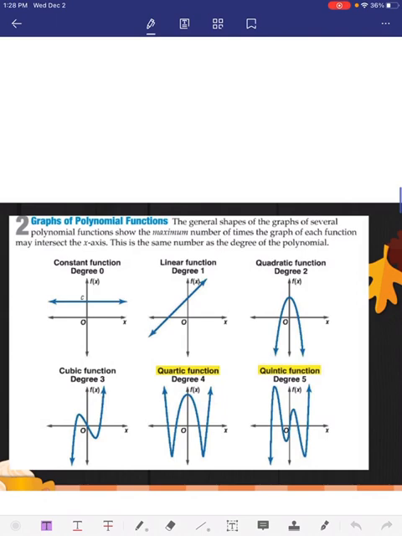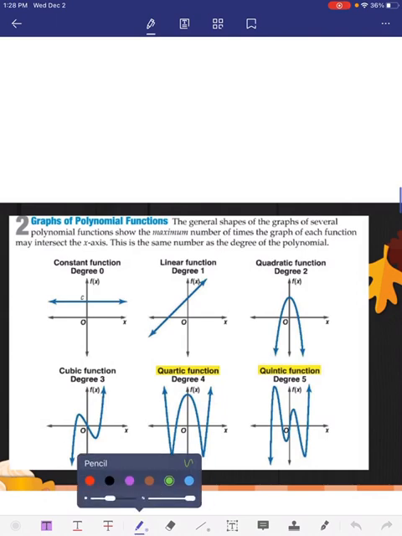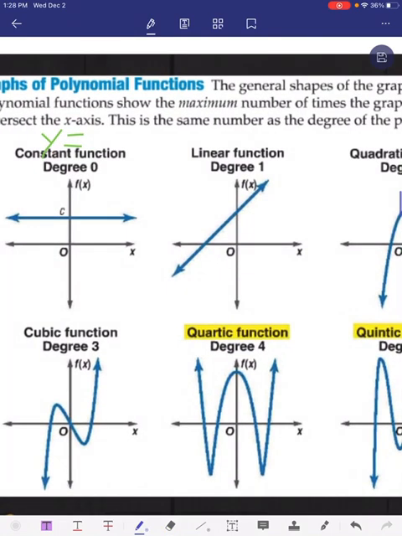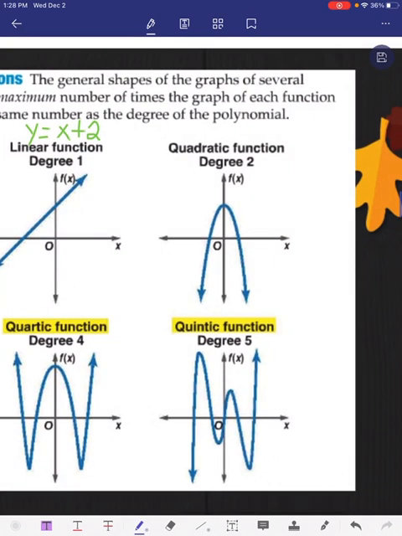So notice on our first one, we have a constant function. So something that's a constant function would be like y equals 4. So if I just have that it equals some number, I don't have a degree because I don't have a variable, it means that it's not going to cross my x-axis. On my next one, we have something that has a degree of 1. So we would have something that looks like x plus 2. So it can cross my x-axis a maximum of 1 times.